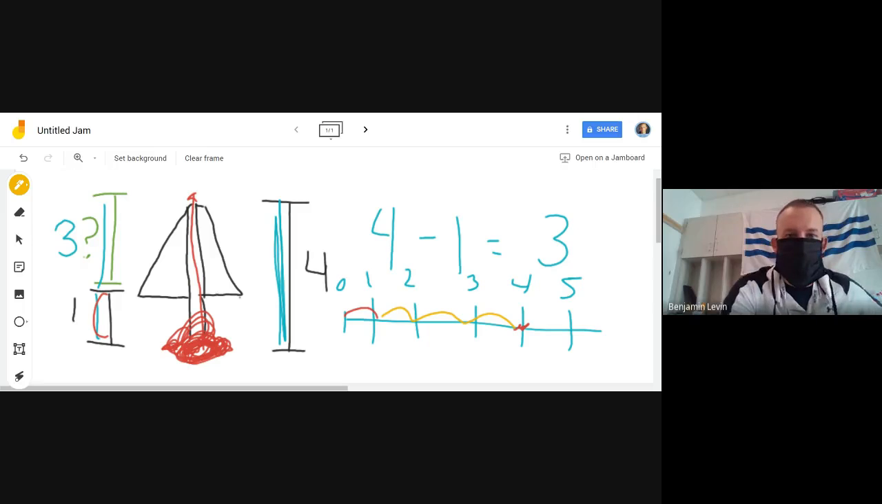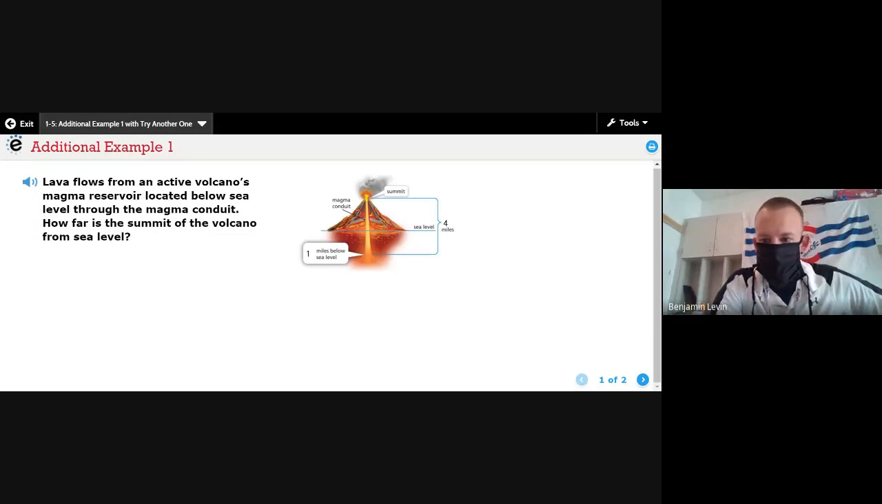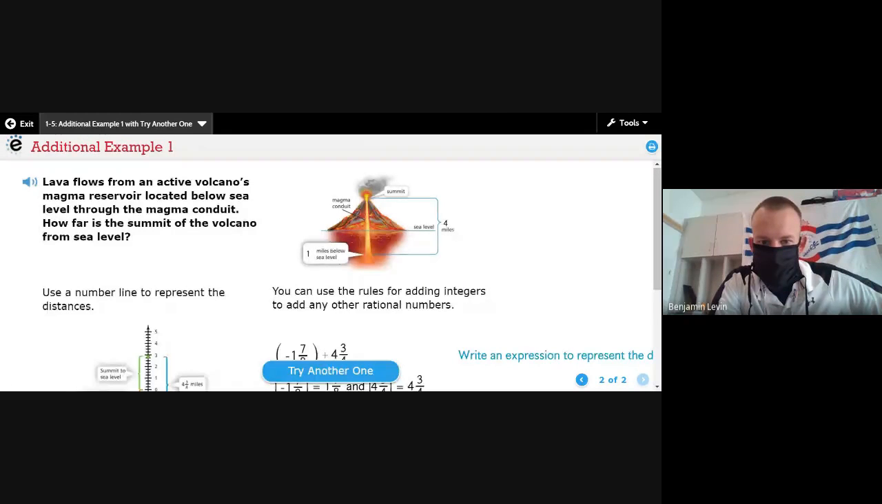So that was an easy one. Let's see if the next one's a little bit more tricky, maybe a little bit more challenging. Obviously, the summit of the volcano is 3 miles above sea level in this particular problem. Let's go on to the next one. Oh, and it shows us that.